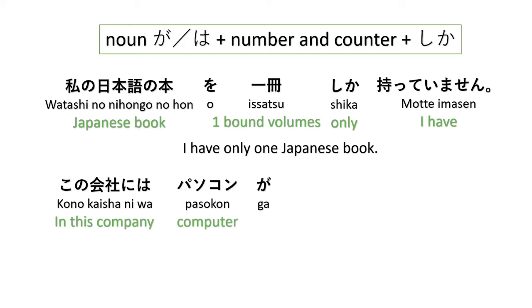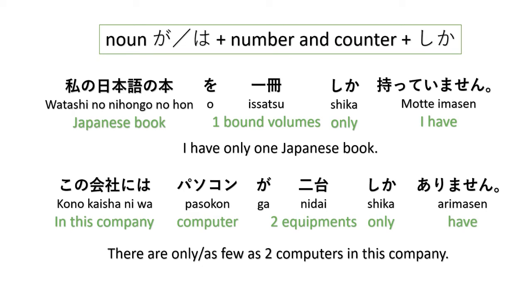この会社にはパソコンが2台しかありません. There are only, or there are as few as 2 computers in this company. Only 2 computers. So here, we use the counter dai. Dai is used when counting equipments, and it is followed by shika. So as you can see, when we are using shika, the verbs are in the negative form. Okay? Take note of that.